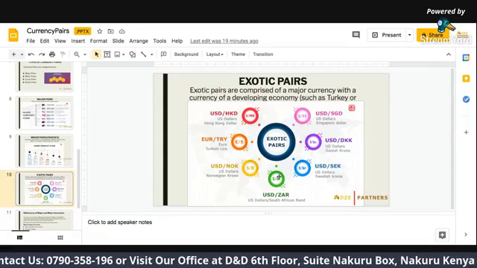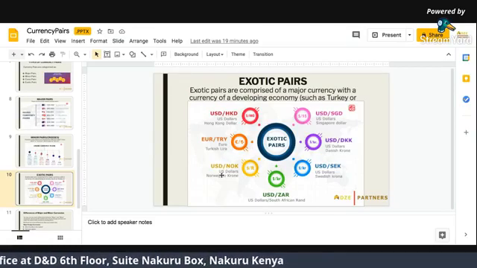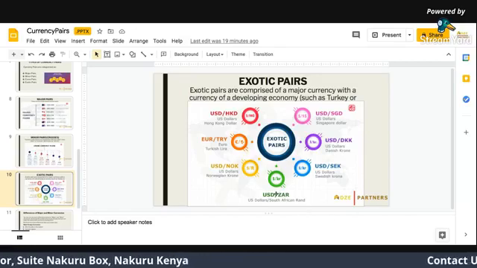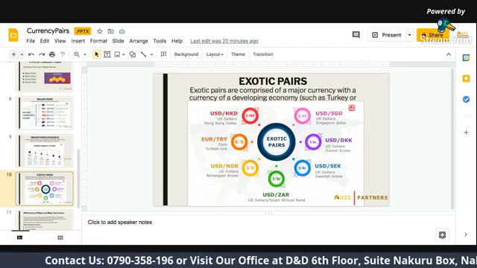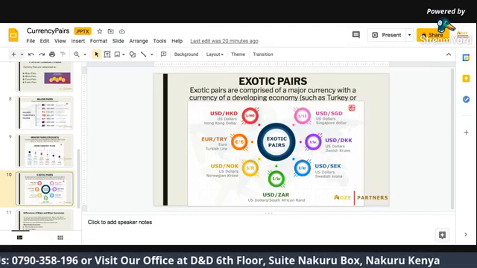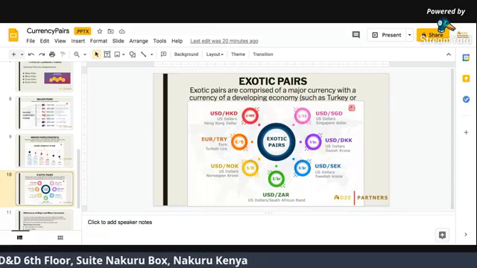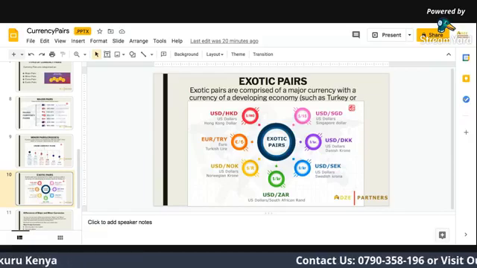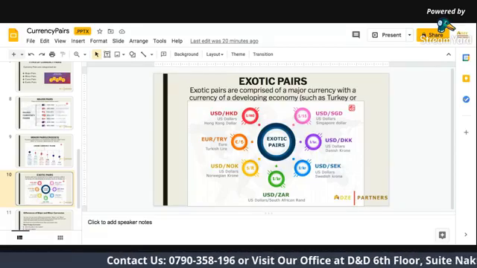And then we have Euro against Turkish lira. We have United States against Norwegian krone. We have USD and South African rand. We have USD and Swedish krona. We have USD against Danish krone. We have USD against Singapore dollar. You can find the common factor is USD, the reason being it is a major currency that has been accepted globally for the purpose of transactions.